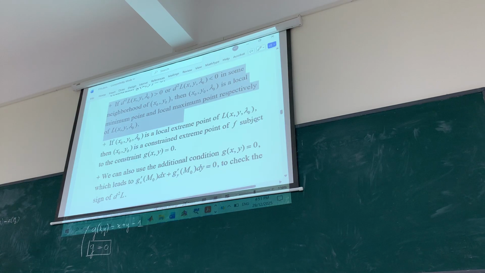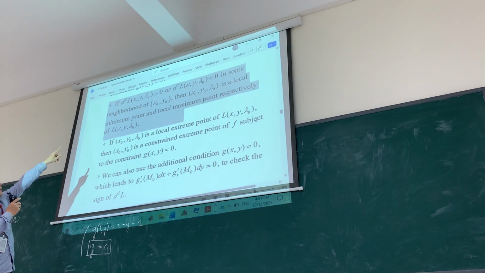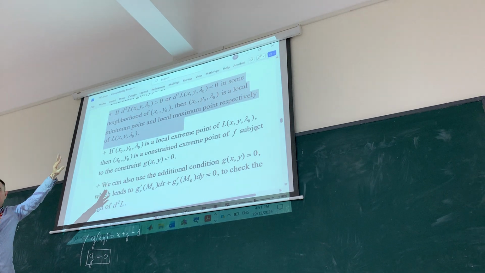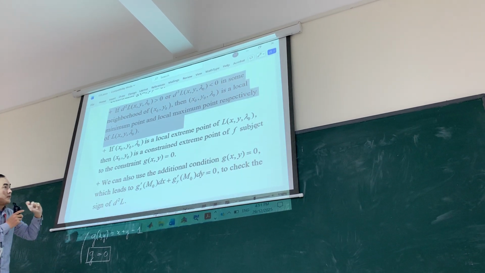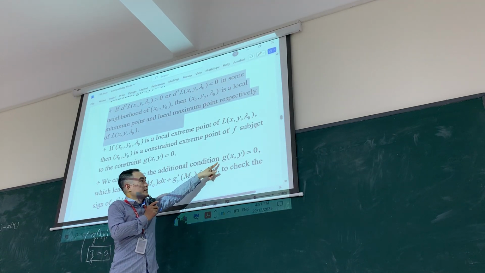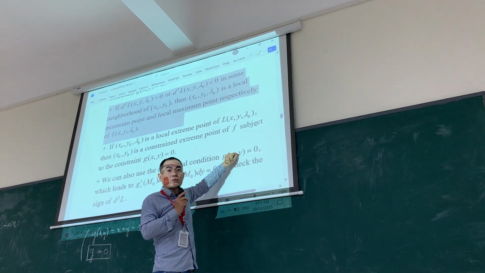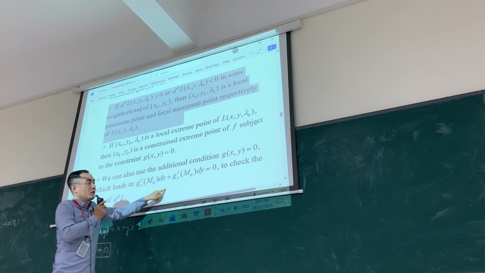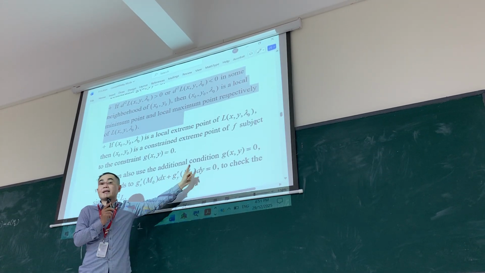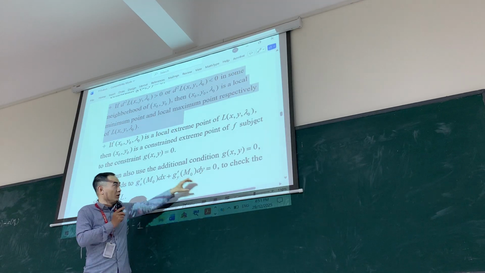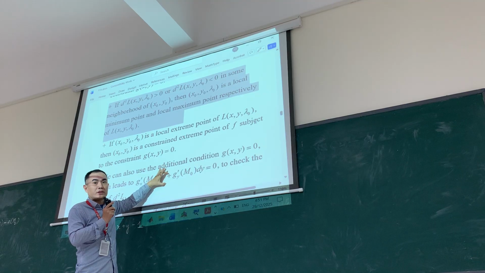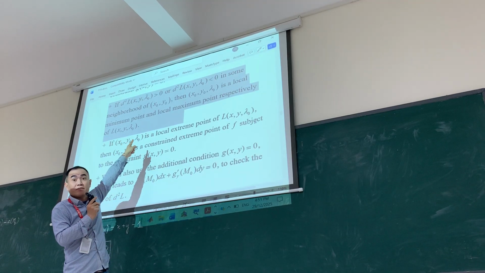Okay, sometimes checking whether the condition d square L is positive or negative is not easy. Maybe we can use the additional condition z equals 0. From the equation we can imply the relationship between dx and dy. We use this condition, and it may help you check that the condition is satisfied.